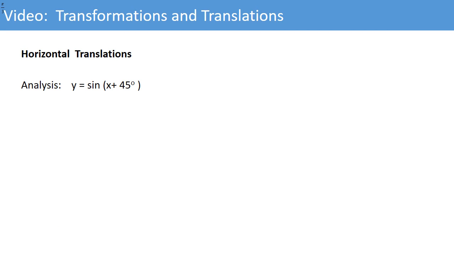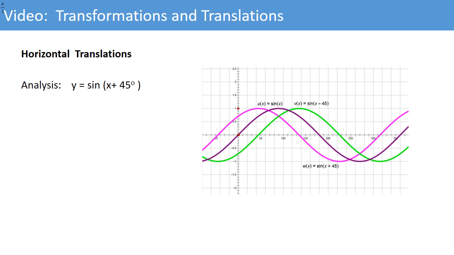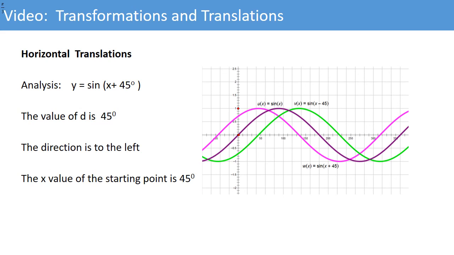Now, let's look at the example y equals sine x plus 45 degrees, shown in the graph as the magenta color. The value of d is 45 degrees. The direction is to the left. The x value of the starting point then would be negative 45 degrees. The horizontal translation has been to the left 45 degrees.